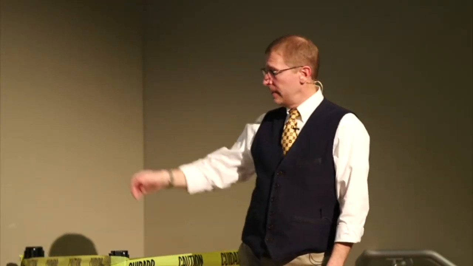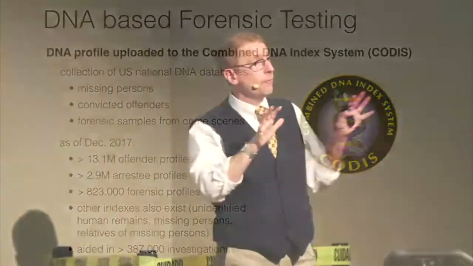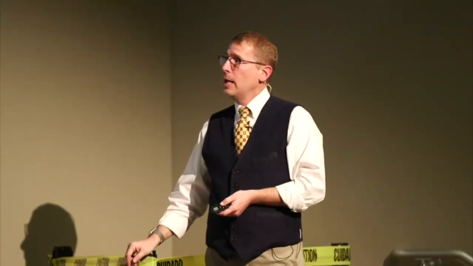And the CODIS database is actually quite large. As of the end of last year, there were over 13 million offender profiles. These are individuals that have been convicted of violent crimes, and their DNA goes in the database. It includes almost 3 million arrestees. So in certain states, if you are arrested for certain types of crimes, whether you're convicted or not, your DNA is taken and the profile is put in. That's somewhat controversial. Different states have made different decisions about that.